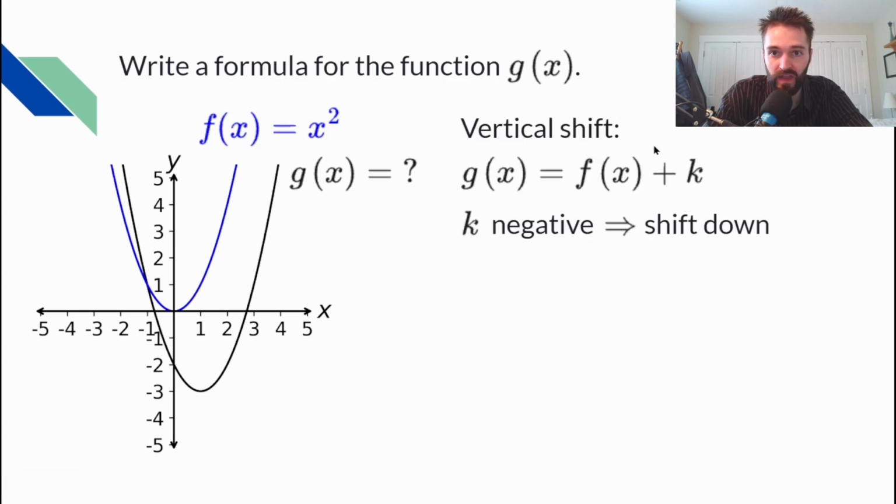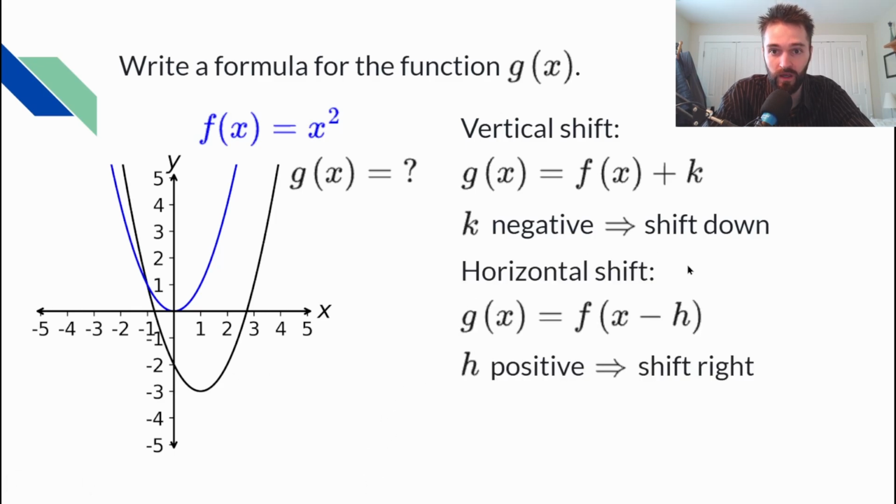Well, we know that a vertical shift is defined as g of x equals f of x plus k. And if k is a negative number, then that means it's a shift down, right? And that's perfect. That's exactly what we need, right? Because this blue curve has been shifted down by 3 units, okay? And not only that, but it's also shifted 1 unit to the right, okay? So a horizontal shift is given by g of x equals f of x minus h. And if h is a positive number, that means it's a shift to the right. Okay?